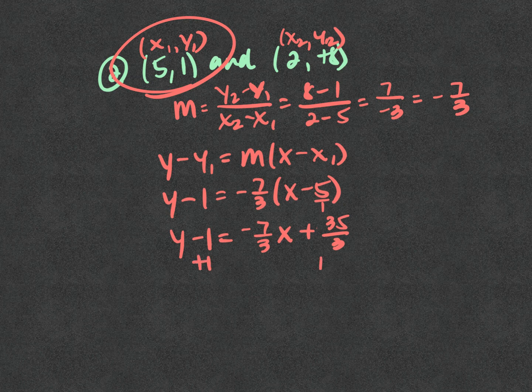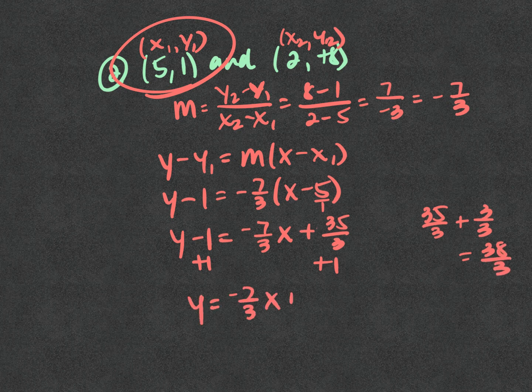So we're going to add 1 to both sides. Common denominator, I have 35 over 3 plus 3 over 3 equals 38 over 3. So y equals negative 7/3 x plus 38 over 3.